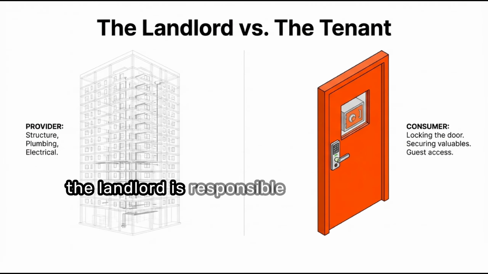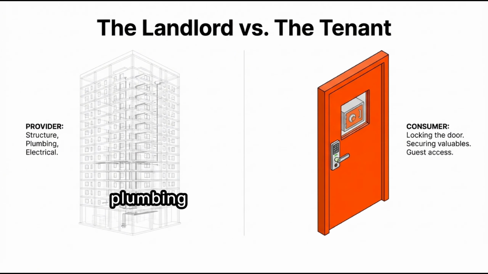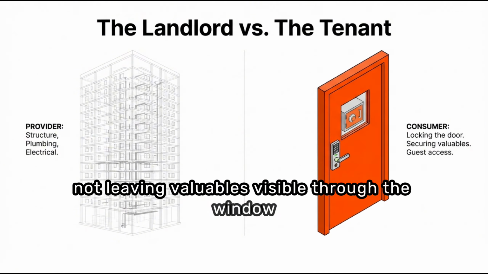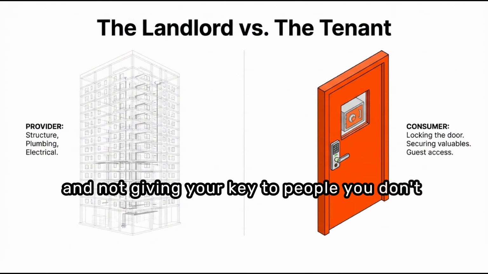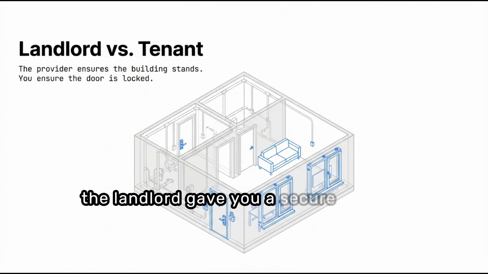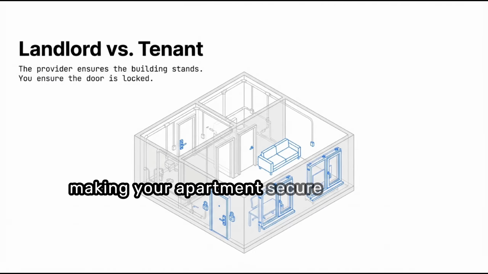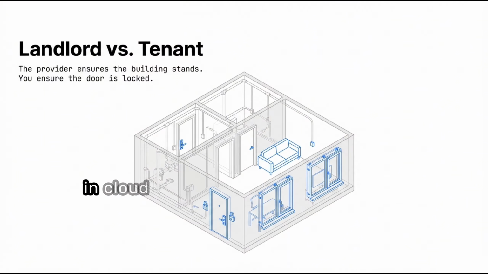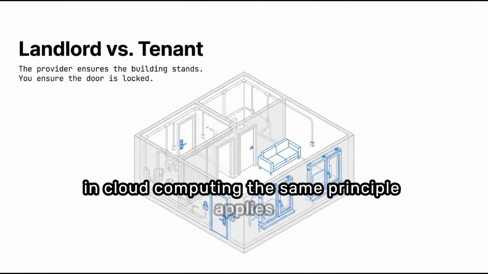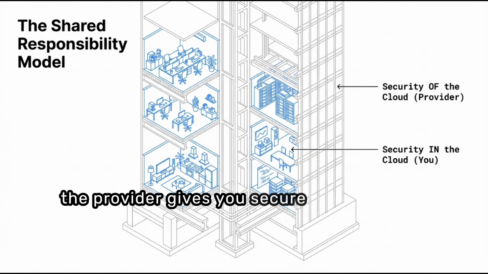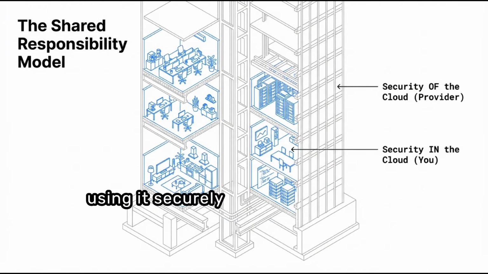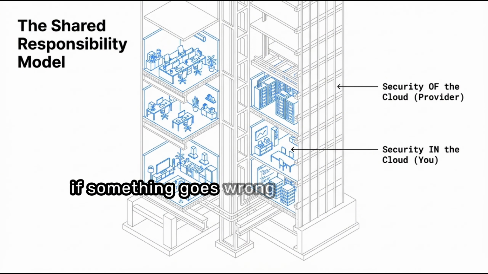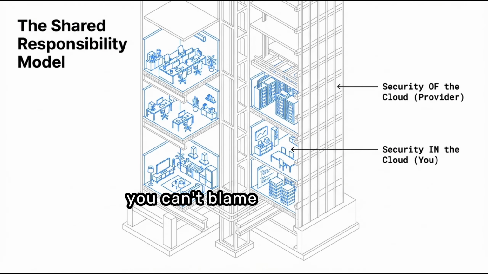Think of it like renting an apartment. The landlord is responsible for the building structure, plumbing, and electrical systems. But you're responsible for locking your door, not leaving valuables visible through the window, and not giving your key to people you don't trust. The landlord gave you a secure building. Making your apartment secure within it is your job. In cloud computing, the same principle applies. The provider gives you secure infrastructure. Using it securely is your responsibility. And just like with that apartment, if something goes wrong because of your choices, you can't blame the landlord.